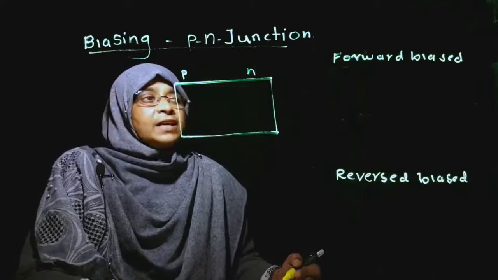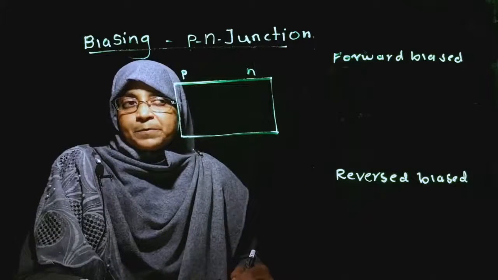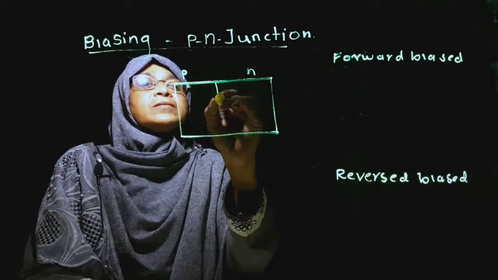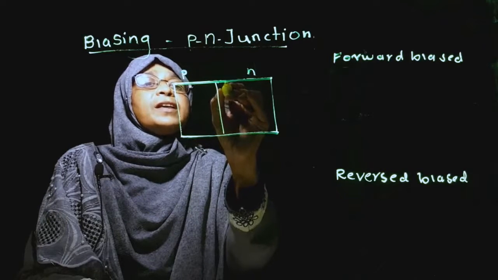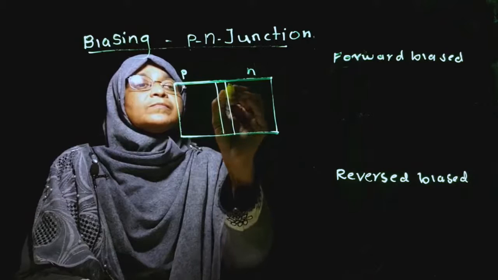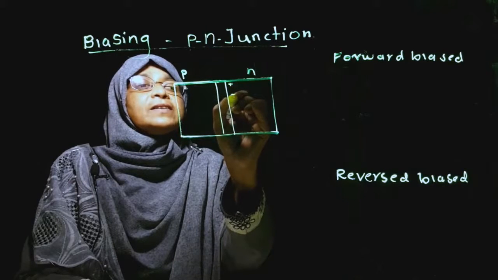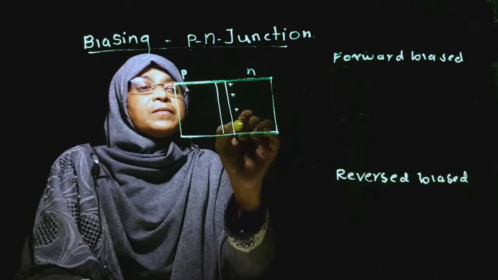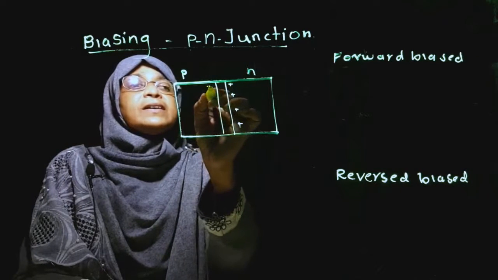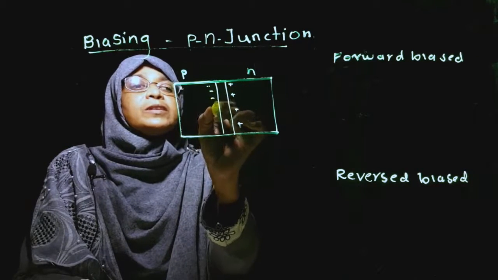Now let us see the forward bias. We know there is a depletion area. On the N side there is a positive potential. On the P side there is a negative potential.